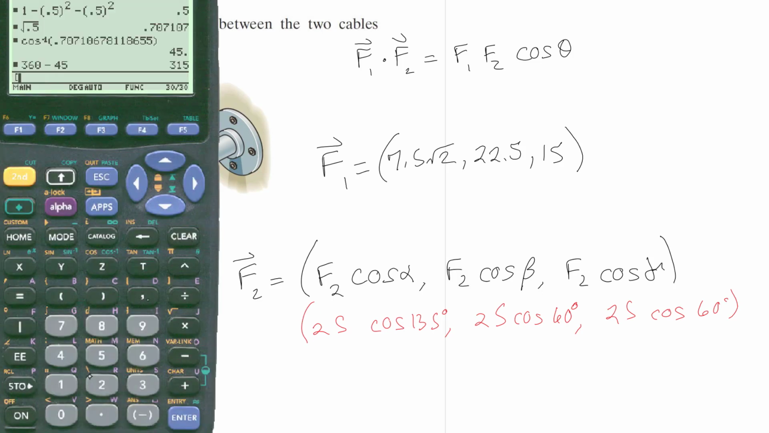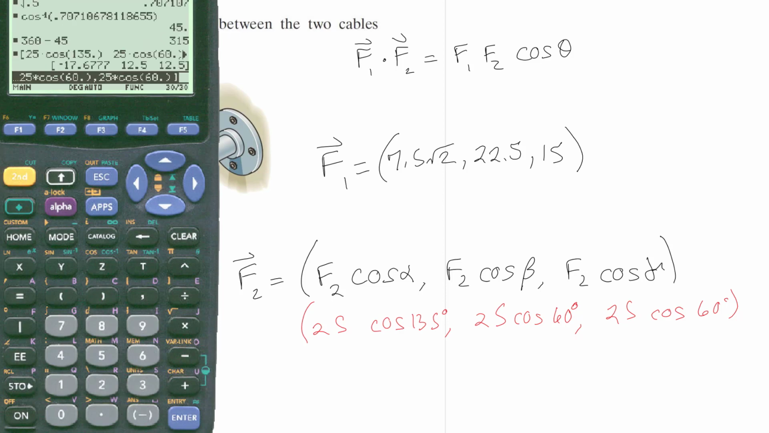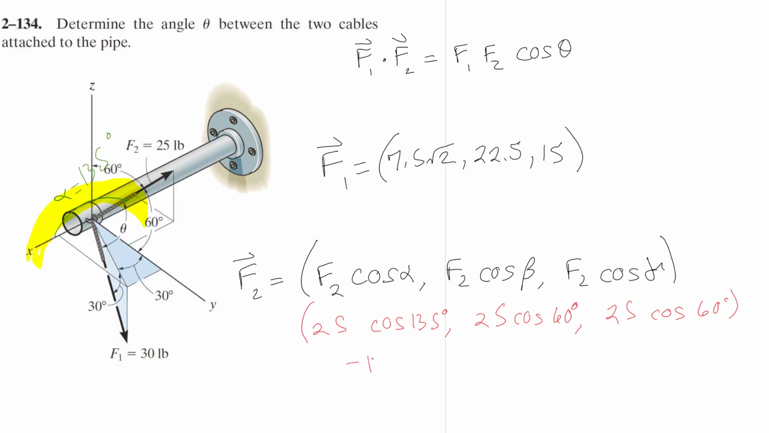So I've got 25 cosine 135, 25 cosine 60, which I guess I could have written as 1/2, but I'm committed now, 25 cosine 60. And you're probably thinking, well, don't I need a negative sign because this is in the negative direction? But see that cosine 135 right there? It takes care of the negative sign. So you're actually good to go. So these turn out to be negative 17.7, 12.5, and 12.5. So those are those values there. Okay.